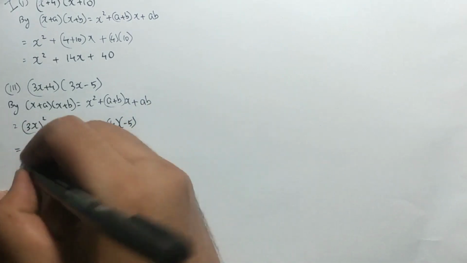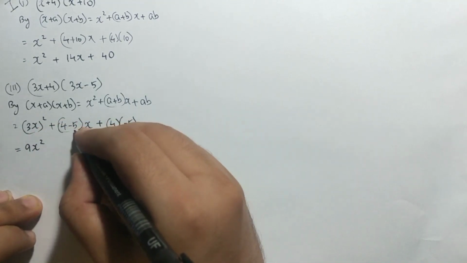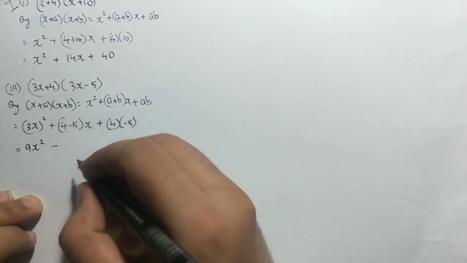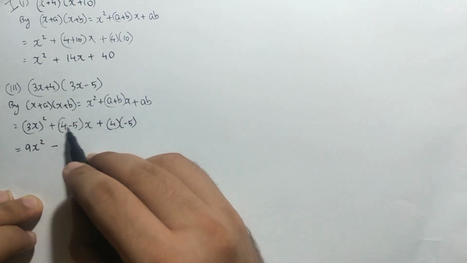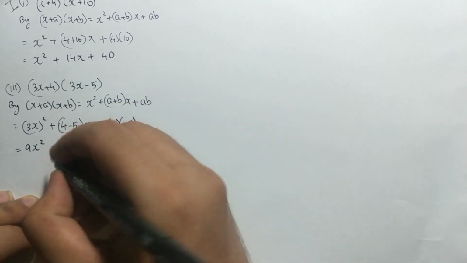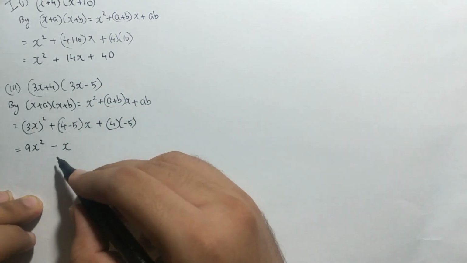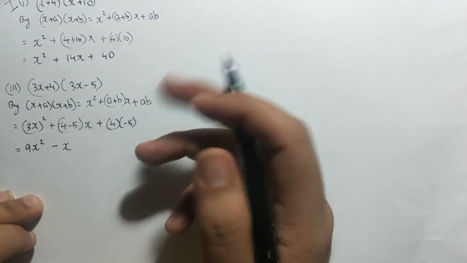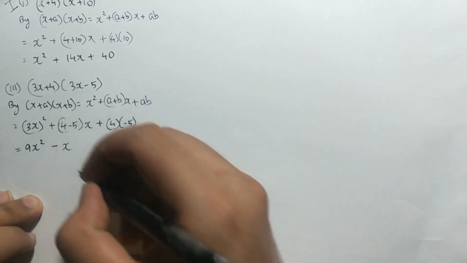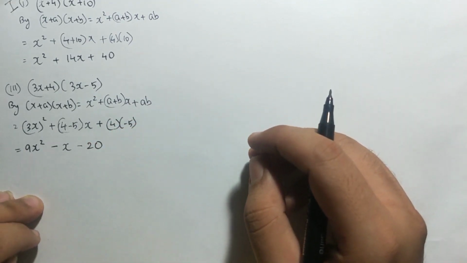This 3x the whole square will become 9x square. 4 minus 5, what is 4 minus 5? That is minus 1. So this will be minus, because plus into minus will become minus. So minus 1 into x. No need to write minus 1, directly write minus x. The 1 as coefficient, you need not write. 4 multiplied by minus 5, positive into negative is minus, so the answer would be minus 20.